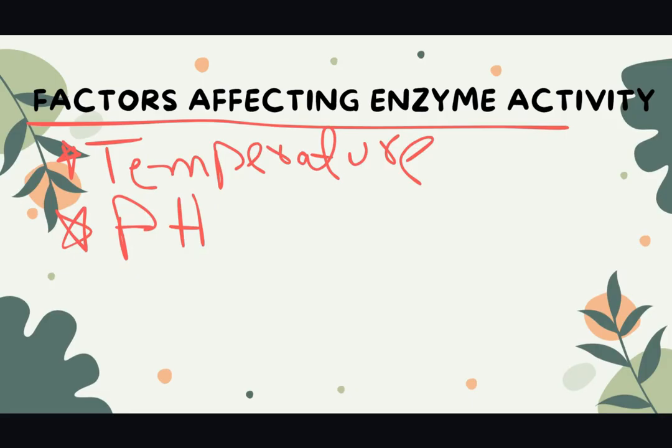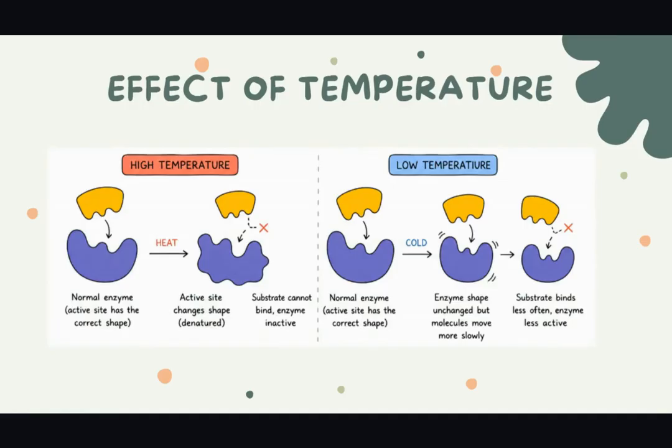These are the two main factors that we're going to be studying in depth: how, by changing temperature and pH, our enzyme activity on a specific reaction is affected. So first of all, let's see the effect of temperature.